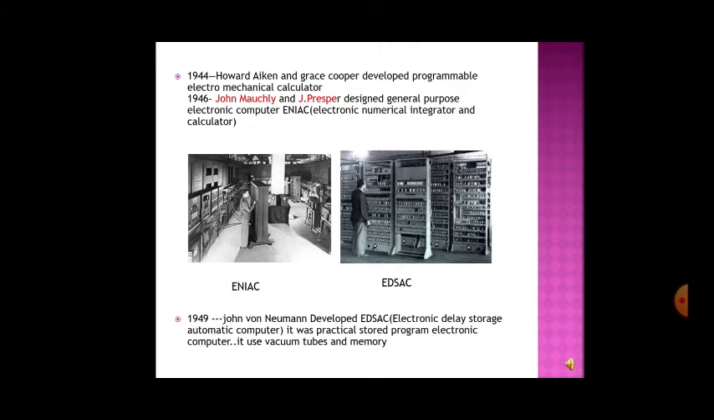Here ENIAC is the Electronic Numerical Integrator and Calculator, which used to calculate numbers. You can just see the images of ENIAC and EDSAC. In 1949, John von Neumann developed EDSAC, that is Electronic Delay Storage Automatic Computer. It was a practical stored program electronic computer. Practically, programs were stored in the EDSAC. It used vacuum tubes and a memory. Vacuum tubes are normally used in the first generation, and the memory.